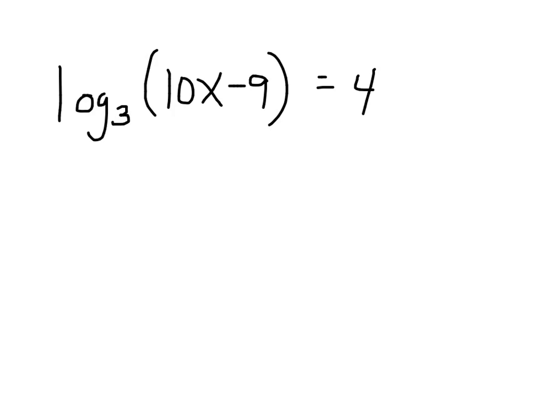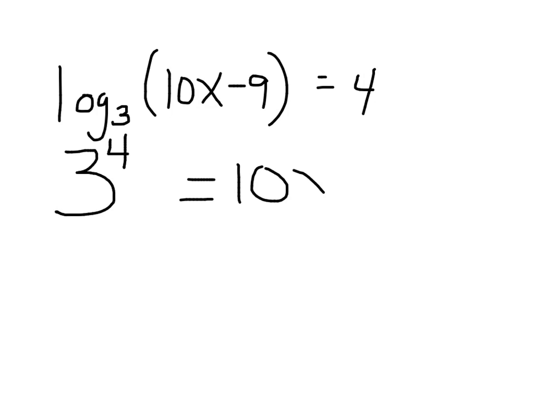What's the base number? 3. What's the exponent number? 4. What should it equal? 10x minus 9. Okay, now, here's where most people mess this up. 3 to the 4th is not 12. 3 to the 4th is 81. That's an 8 and a 1.